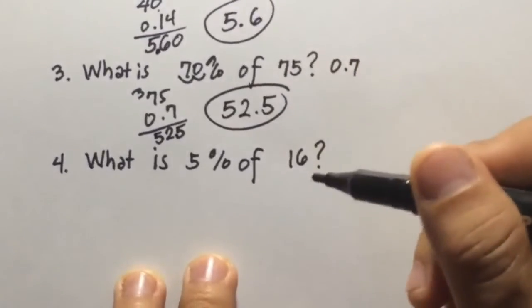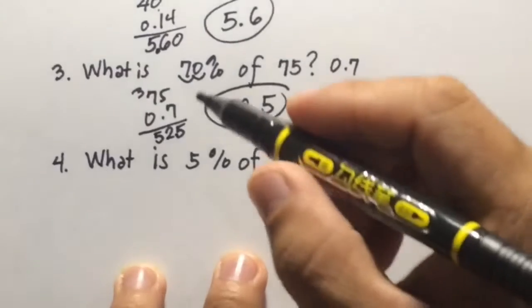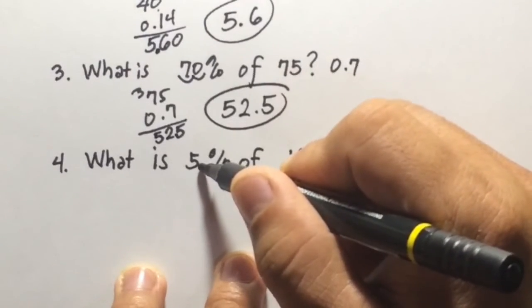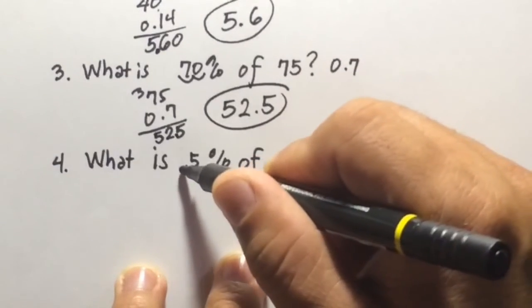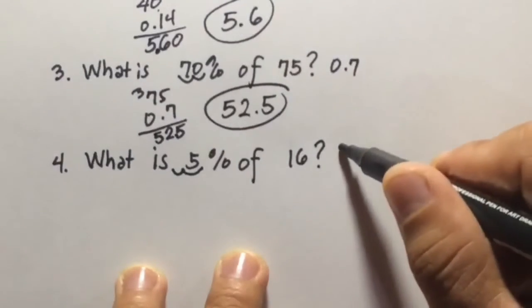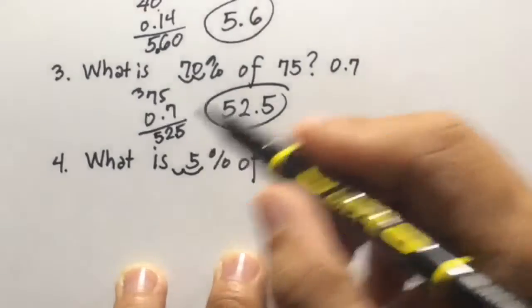Then number 4, what is 5% of 16? So this is 5 here, so the decimal point is after 5. So we're going to move 2 decimal places. So 1, 2. So 5% is 0.05. Then multiply this one to 16.